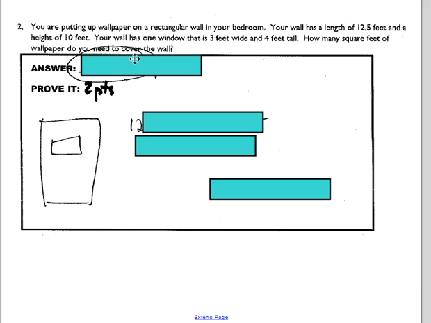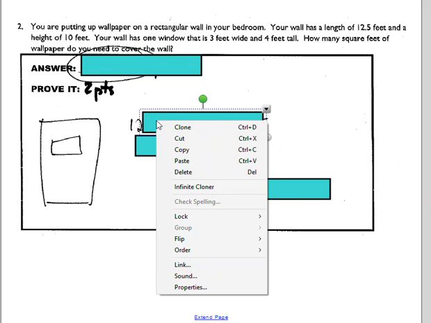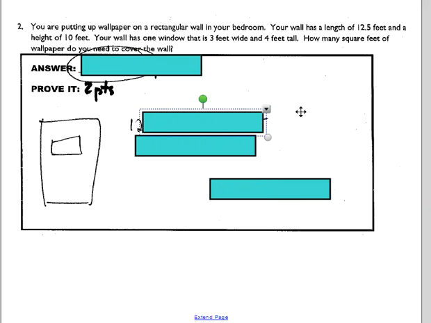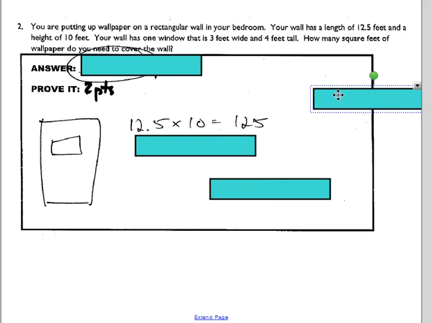Number two was the wallpaper problem. You're wallpapering one of the walls in your room. So you know that the whole wall has a length of 12.5 feet and a height of 10 feet. So if you figure out the whole wall, that would be an area of 125 square feet. So that's how much area the wall has.